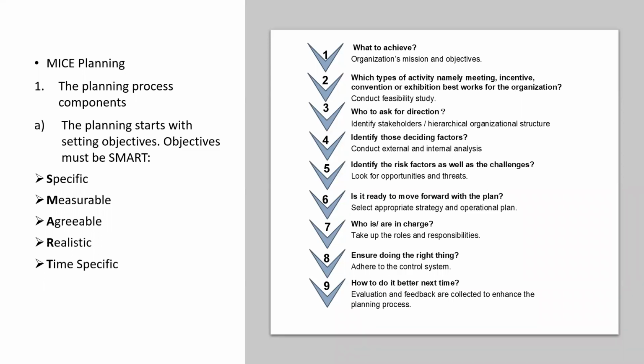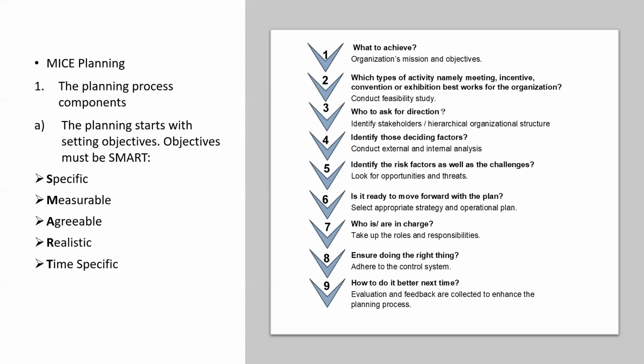Let's now talk of the MICE planning process in its components. Planning starts with setting of objectives. Objectives that should be SMART. SMART as in specific, measurable, agreeable, realistic, and time specific. What to achieve, the organization's mission and objectives, which type of activity, namely meeting, incentive, convention, or exhibition, best works for this organization, conduct a feasibility study, who to ask for direction, identify the stakeholders, identify those deciding factors, conduct an analysis, identify the risk factors as well as the challenges, look for opportunities and threats.